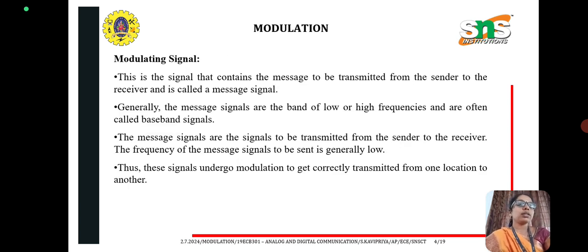So first, what is the modulating signal? This is a signal that contains the message to be transmitted from the sender to the receiver. Another name for the modulating signal is the message signal. Generally, the message signal is of low frequency, and often we call it a baseband signal. The message signals are the signals to be transmitted from the sender to the receiver. The frequency of this message signal is generally low. Thus these signals have to undergo modulation to get correctly transmitted from one location to another location.